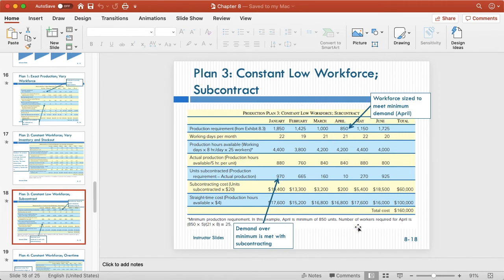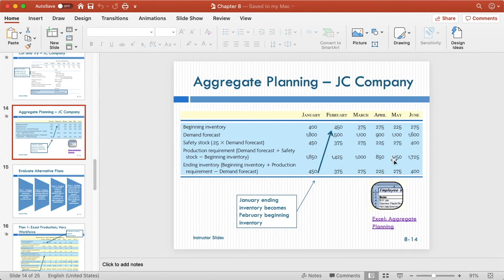For the extra amount, you use subcontracting. Okay, that's the key idea within Plan 3. And then, all right, let's start from January. So in January, the production requirement is 1850, okay? I don't need to explain more about it, right? Because it's right here, in this row.